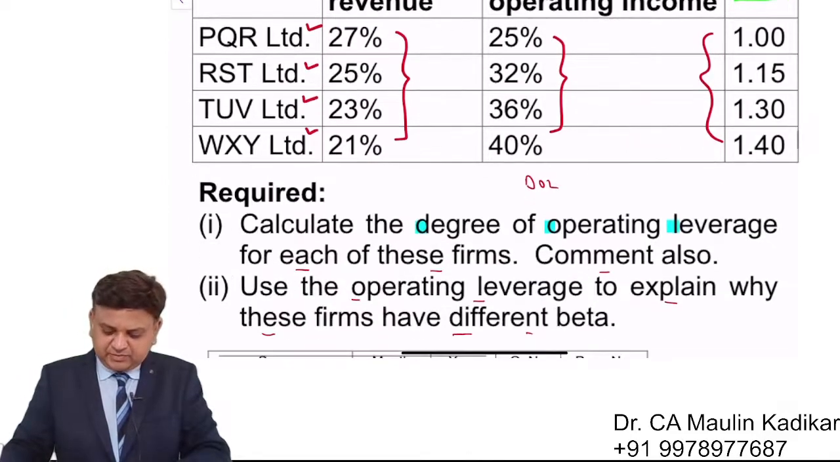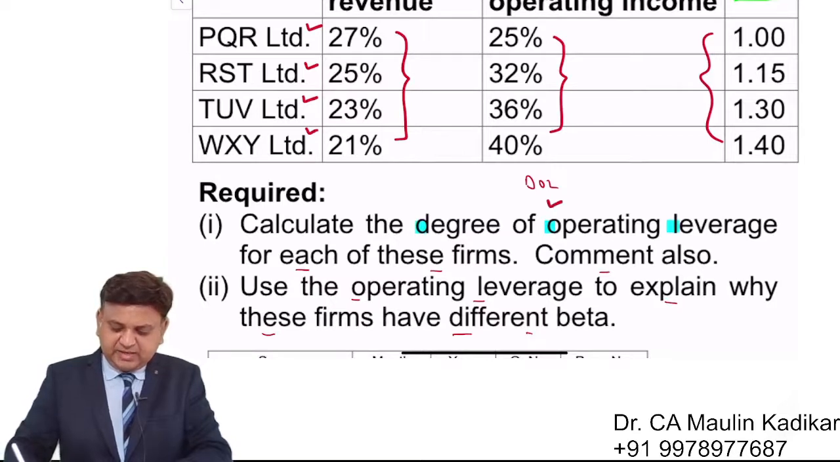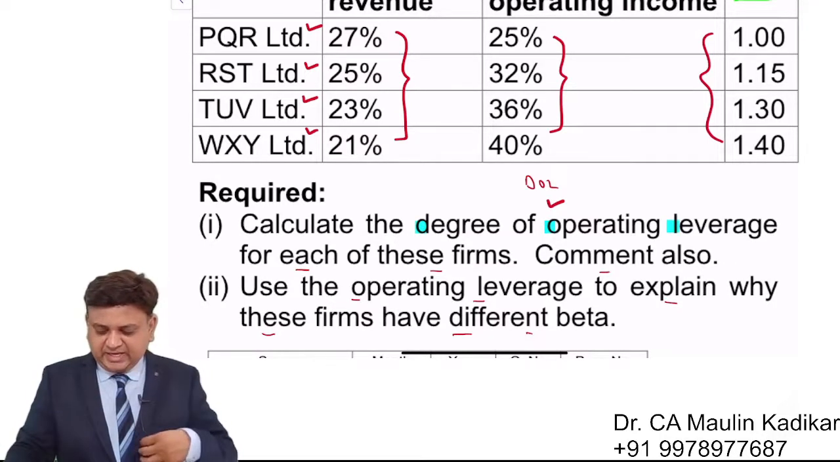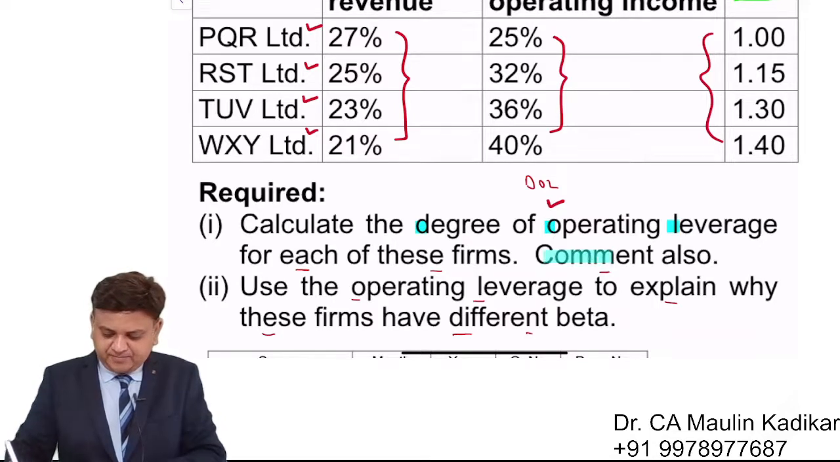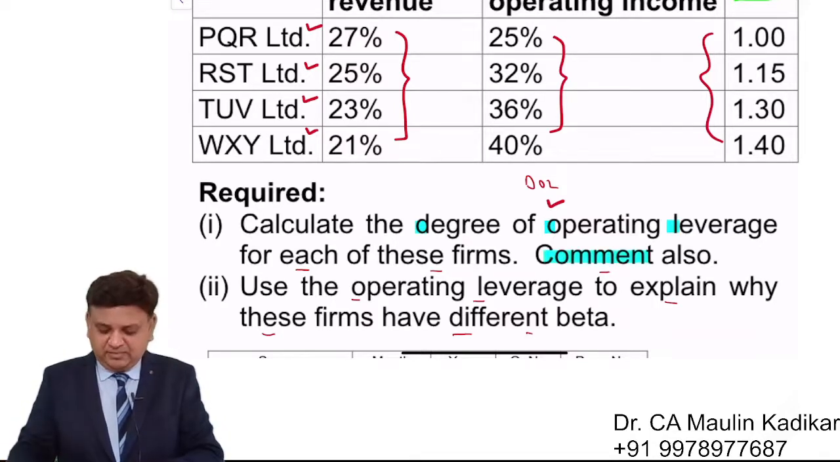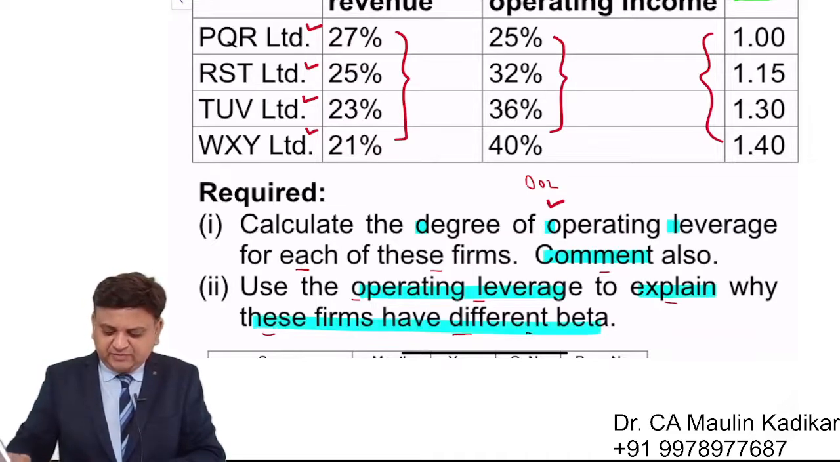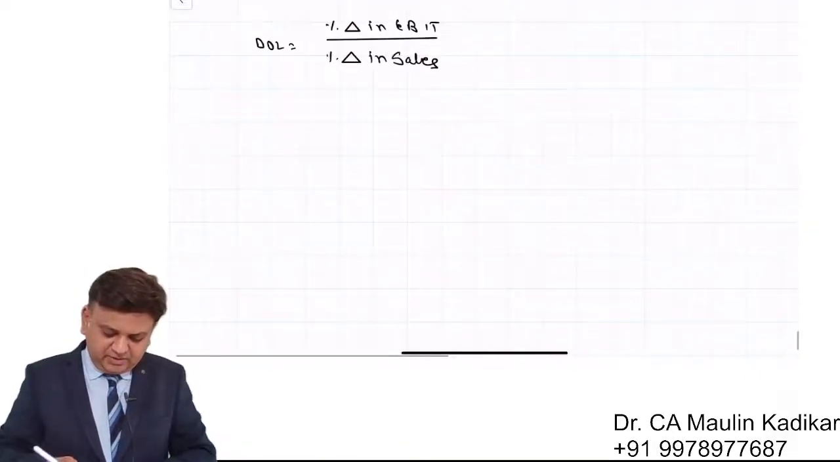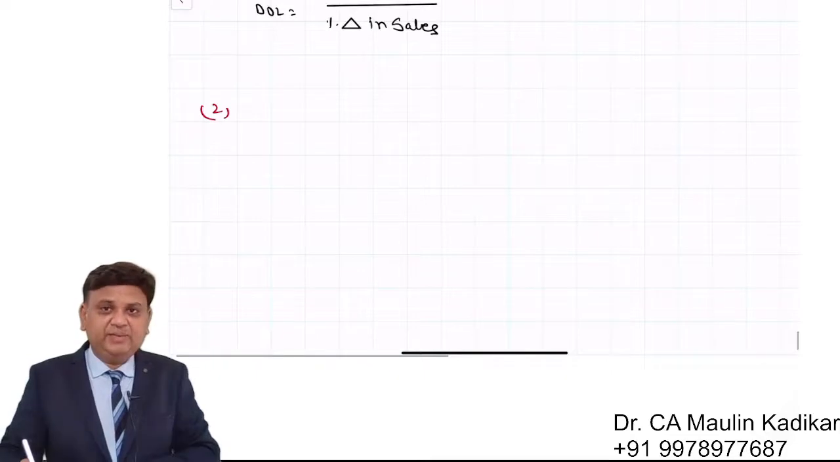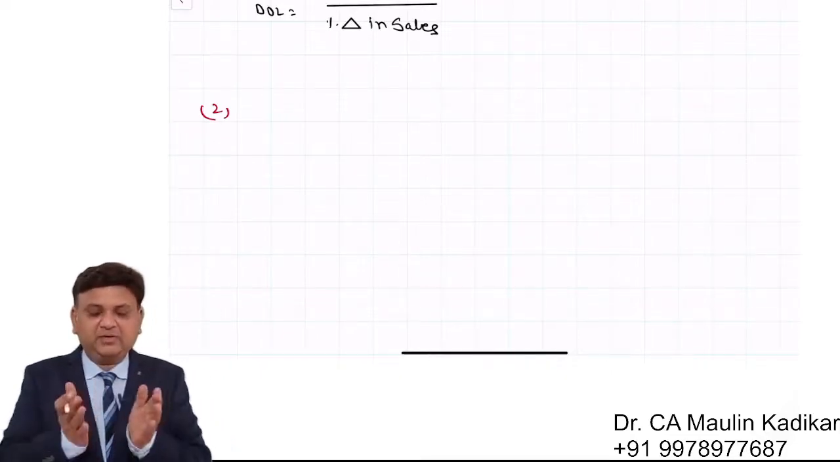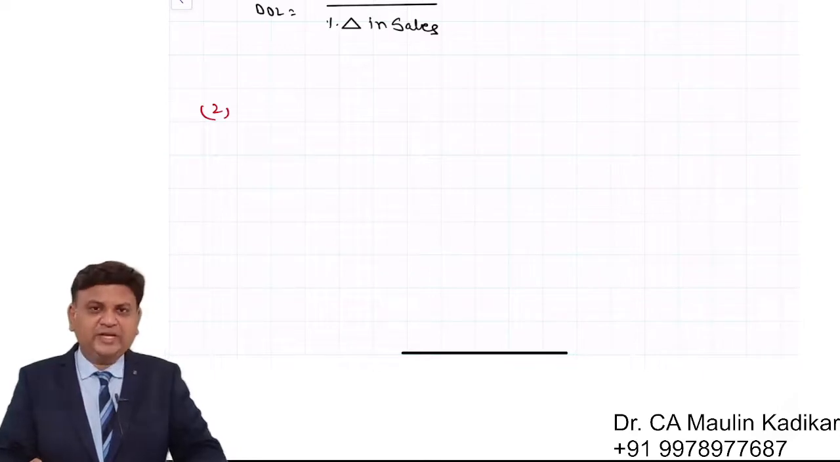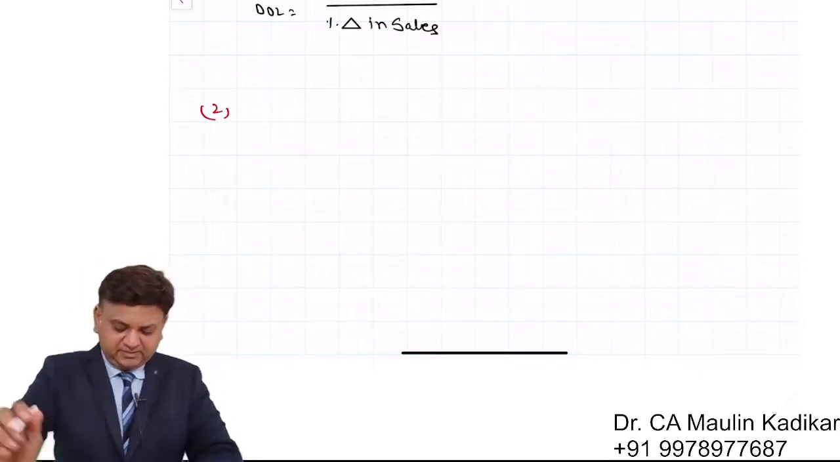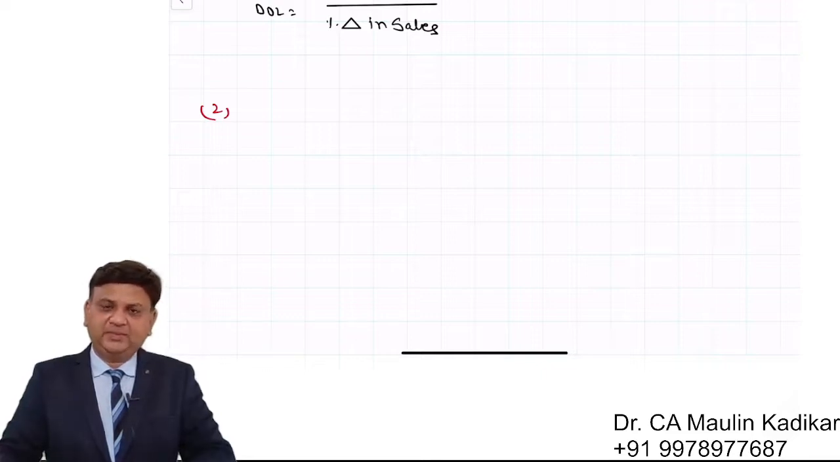So friends, the first part of the question says you are required to calculate DOL, that is what we have done, and at the same time we are required to pass comment. The second part of the question is the same, that you are required to use DOL to explain why these firms have different beta. So these two are the same things. So for the second part of the question, we are required to give the answer in this way. To explain that, I take a small example like this. You don't have to write anything, let me explain to you.